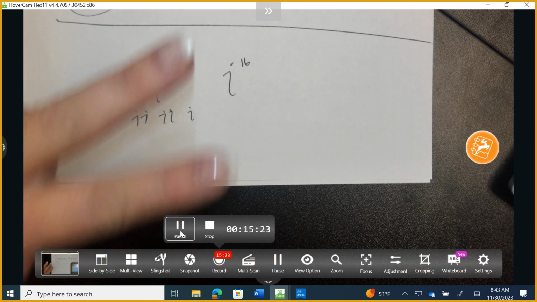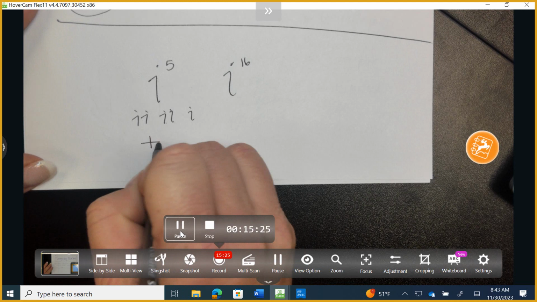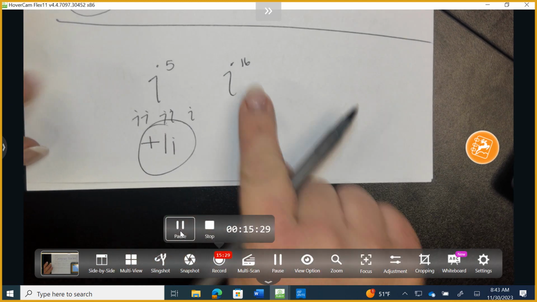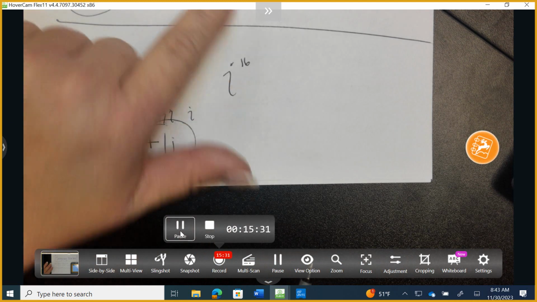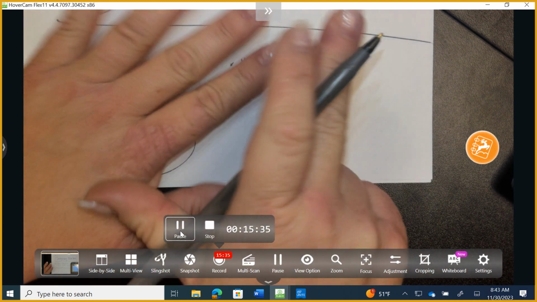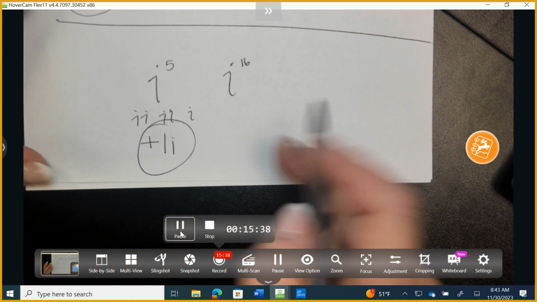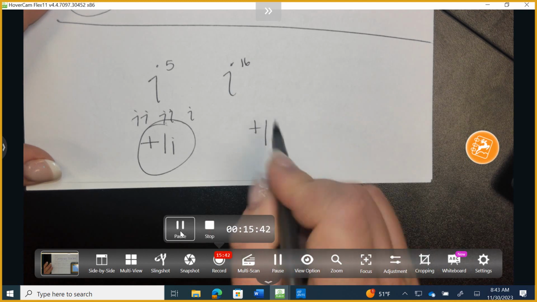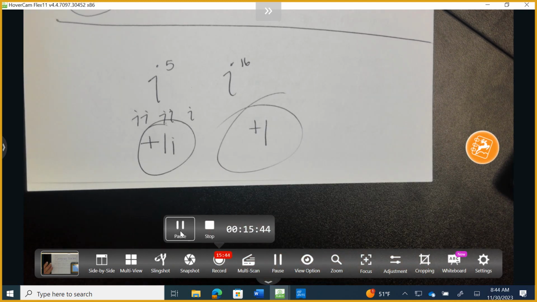That's an even number. Even produces what? A positive. So I have positive i and a lonely i. I'm going to count to 16: 2, 4, 6, 8, 10, 12, 14, 16. I have 8. 8 is even. I have another positive 1, and it's not odd, so there's not a lonely i behind it.